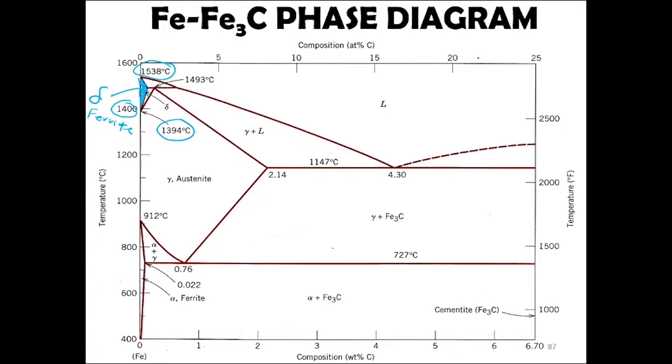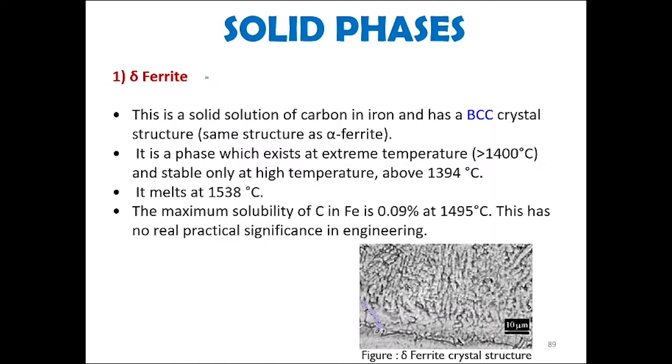It melts at 1538 degrees Celsius. The maximum solubility of carbon in iron is 0.09% only at 1495 degrees Celsius. This has no real practical significance in engineering. You can read the details on delta ferrite on this slide. This is the figure of the delta ferrite crystal structure.